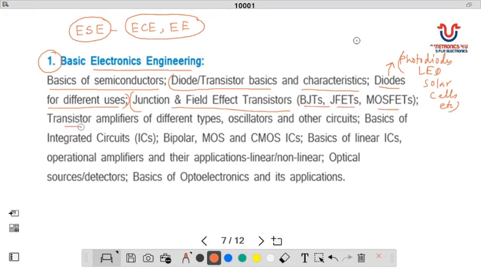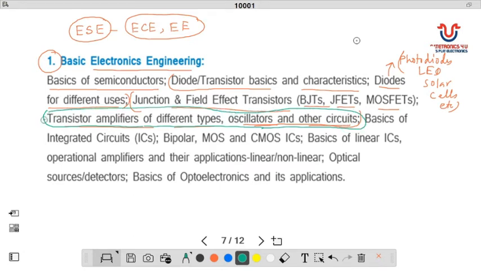Now there are transistor amplifiers of different types, oscillators, and other circuits. See this part, the transistor amplifiers of different types, oscillators and other circuits. This part of ESE will be covered in the analog circuits part of the GATE syllabus.